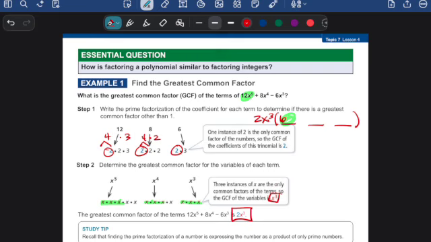X to the 3rd times what gives me x to the 5th? Well, I already have 3. How many more x's do I need? I need 2, so I need an x squared here. Okay, let's do the same for the next one. What times 2x cubed is going to give me 8x to the 4th? Well, 2 times what gives me 8? 2 times 4, and it's going to be a positive 4. I already have x to the 3rd power. I need 1 more to get x to the 4th.